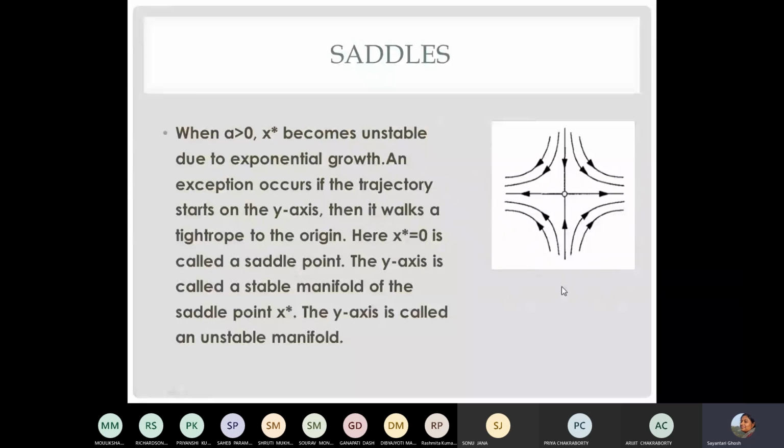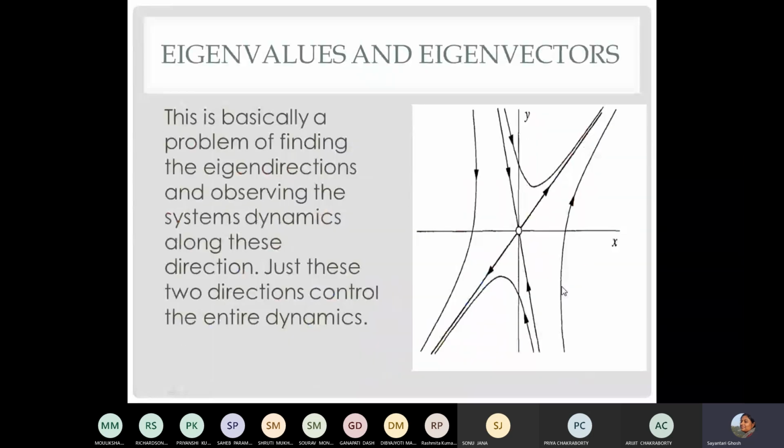But what will happen for a general system? Let us take a general example. In that case, your eigen axis will be something like this. Okay, so this is basically a problem of finding your eigen directions. Eigen directions means eigenvectors. If you have a two variable system, you have a matrix associated with it, and you are all experts at figuring out eigenvalues and eigenvectors, so you can extract that.